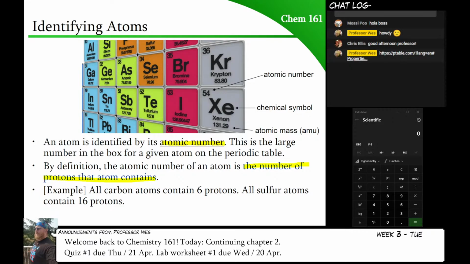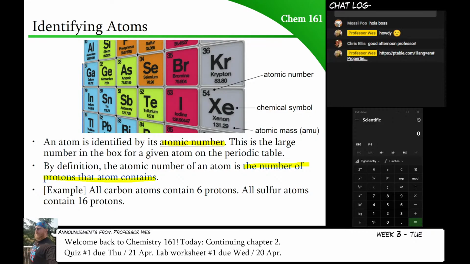Some examples on the screen. All sulfur is 16 protons. All carbon is 6 protons. If you change the number of protons somehow, you change what the element is. Now, that is not trivial to do, to change the number of protons in the nucleus. This is why we chose the number of protons to determine what the identity of an atom is.